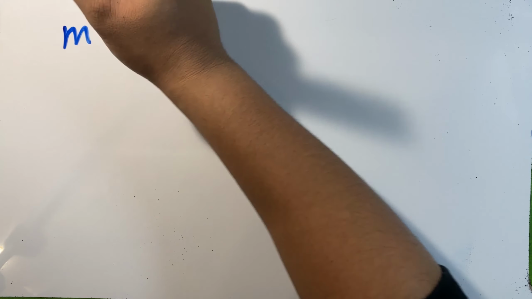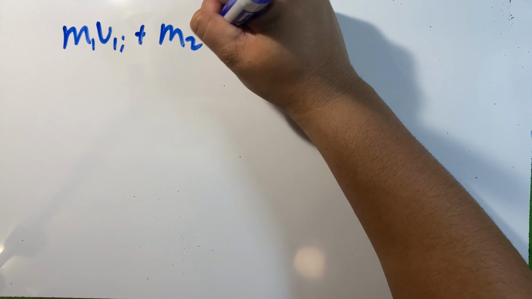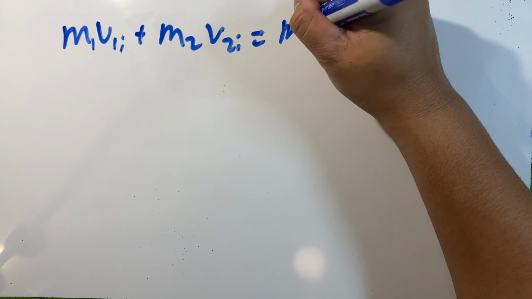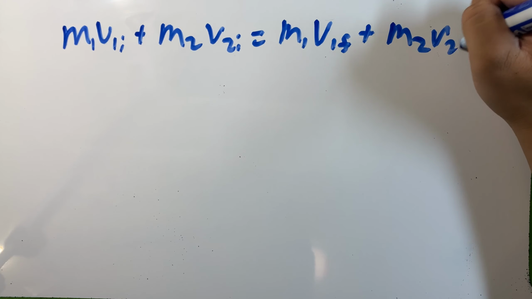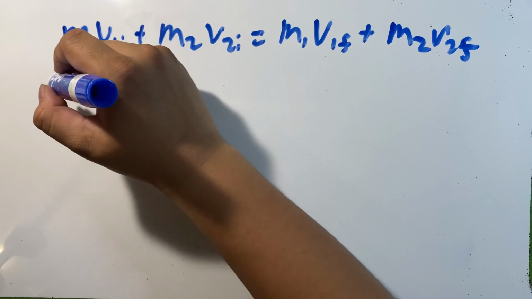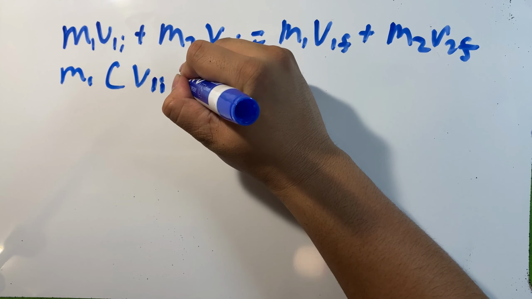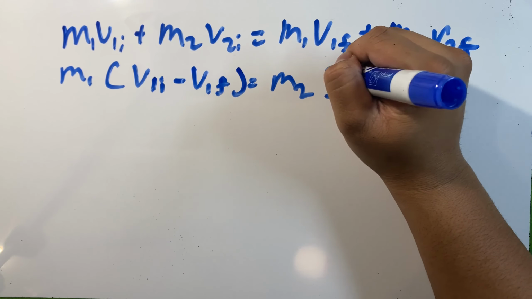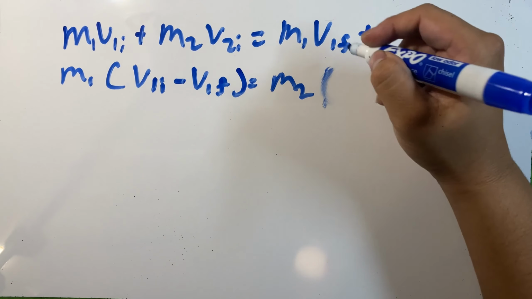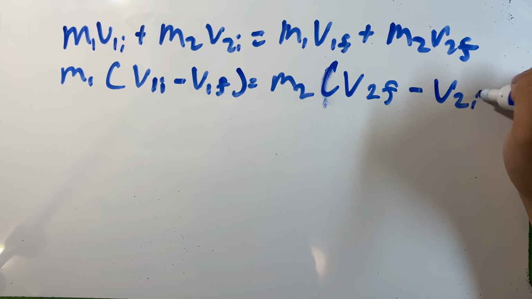So we have, let's just rewrite everything. M1 V1 initial plus M2 V2 initial is equal to M1 V1 final plus M2 V2 final. And if we sort this out and bring the M1 terms to one side, it's going to be M1 times (V1 initial minus V1 final) is equal to M2 times (V2 final minus V2 initial).